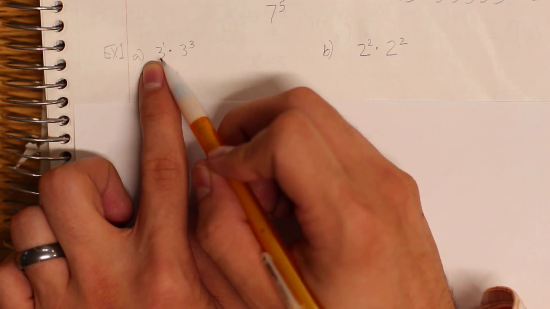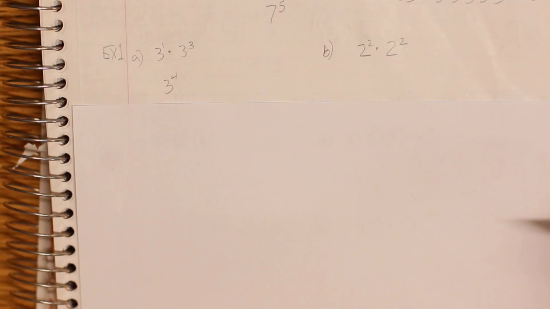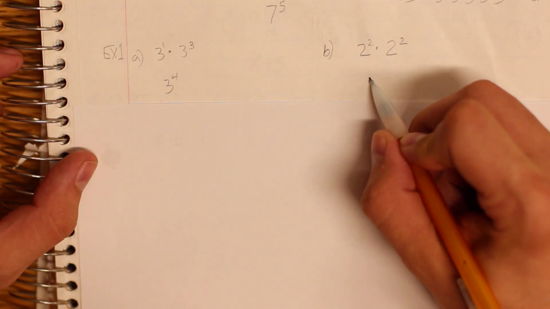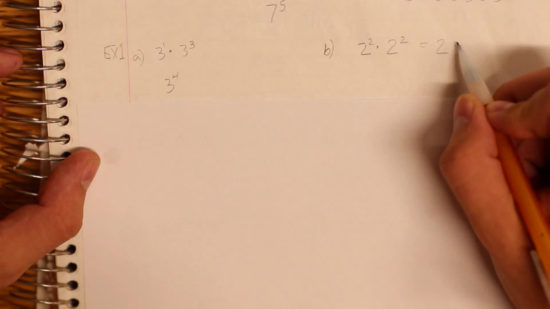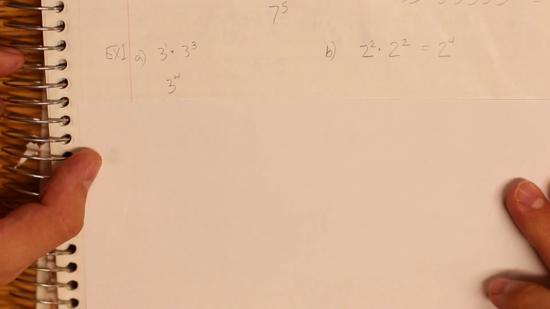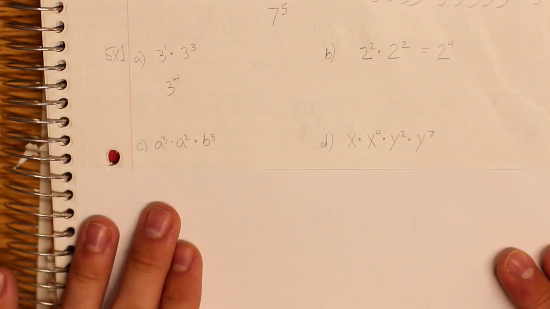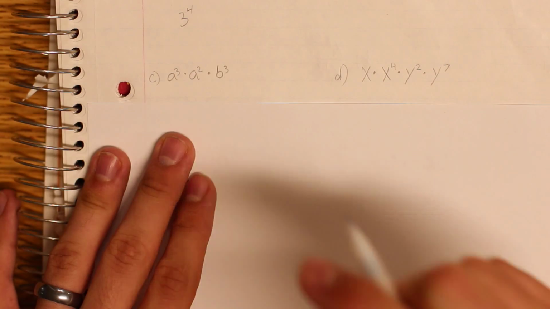So you'd have a total of 4 3's being multiplied together. You could simplify that to that. Oh, good point. Over here, we would end up with 2 to the 4th power, okay? Here's some variables for us to look at.